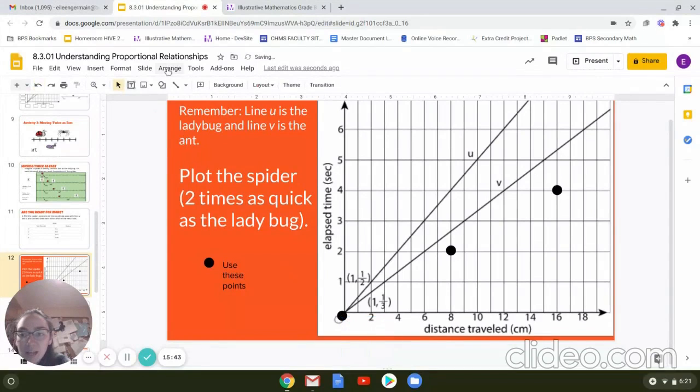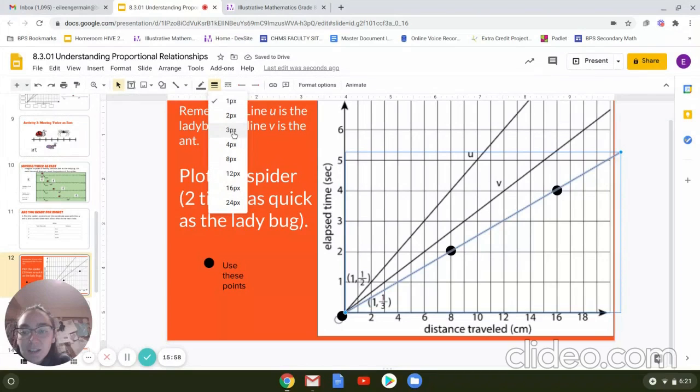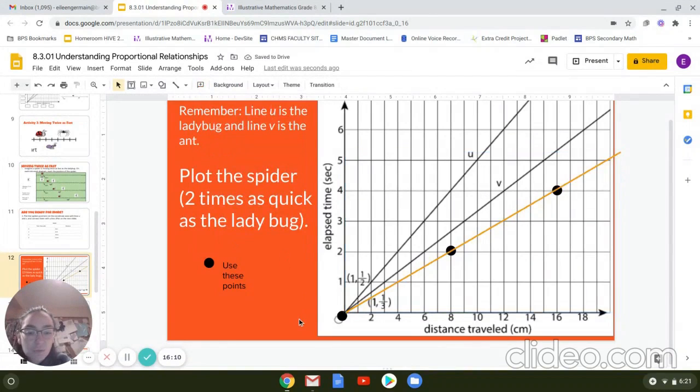So once again, I'm going to have you click the line feature. Click on this little point at 0, 0. Make sure that it goes through your other 2 points that you plotted here, like this. I'm going to come over here and make the line a little bit darker. So right next to this little pencil, you're going to click on the little 3 lines. And I'm going to change it to 3. And I'm going to change the color to orange so that I can see it really well.